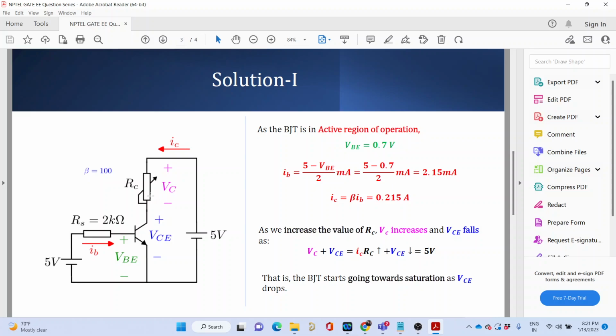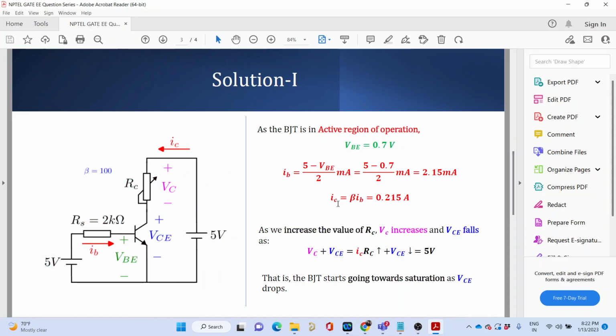So what I'm trying to say is, just by varying the resistance, we are actually pushing this transistor, or BJT, into saturation. Okay, so the voltage across the collector to emitter keeps on reducing, and the moment it reaches 0.2, it remains constant, and then we can say that it has gone into saturation. So in order to make sure that the BJT is in active region, you have to choose the value of RC very carefully. Okay, that is all that you have to do.